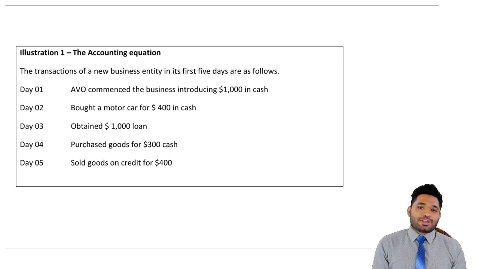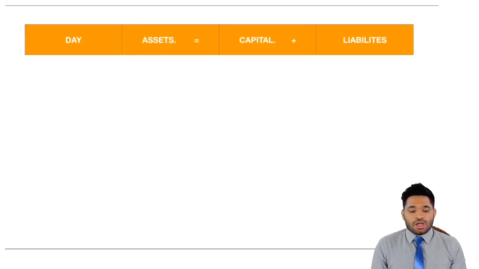I assume that you have completed your question. You have found the answers for all the 5 transactions. Let's see how well you have understood. The accounting equation that you're going to use is the basic accounting equation, which is assets equals capital plus liabilities.